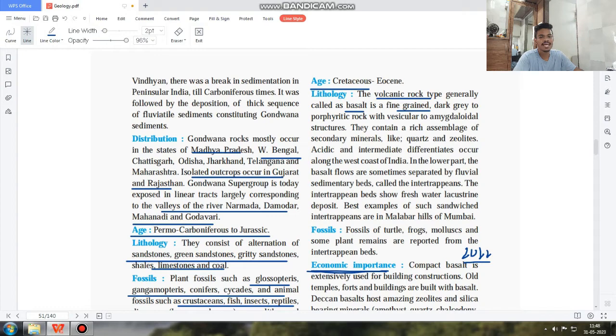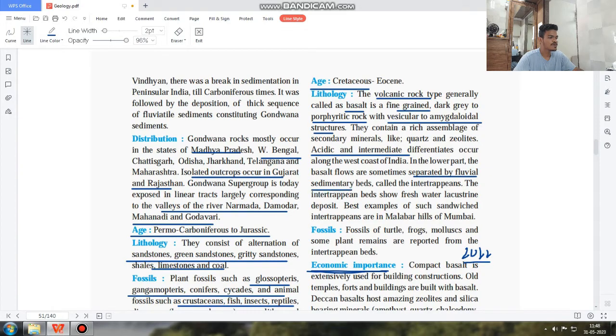Volcanic means what is from volcanic? Basalt, fine-grained, porphyritic, from vesicular to amygdaloidal. Now all these structures you will study in petrology. Okay, so you have to see that video. Then acidic and intermediate rocks are also found in the west coast.